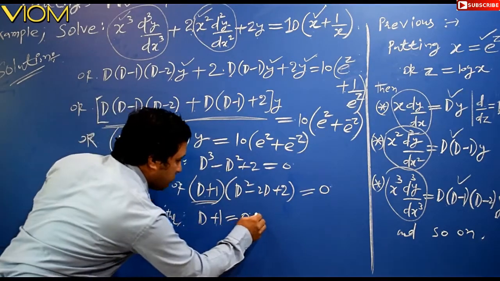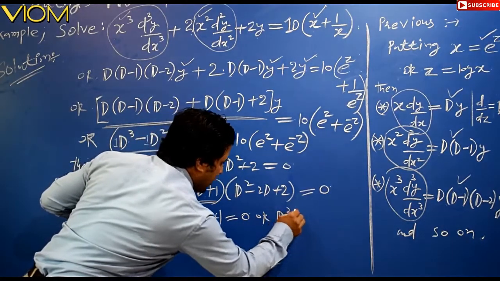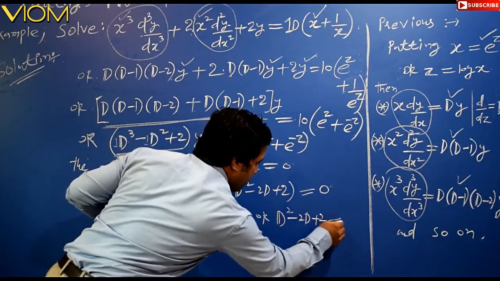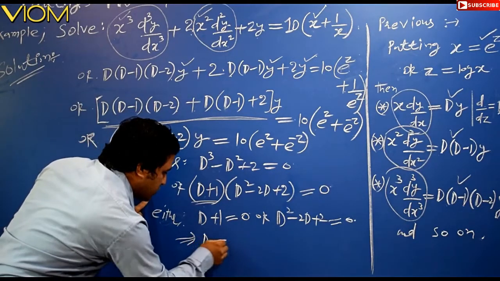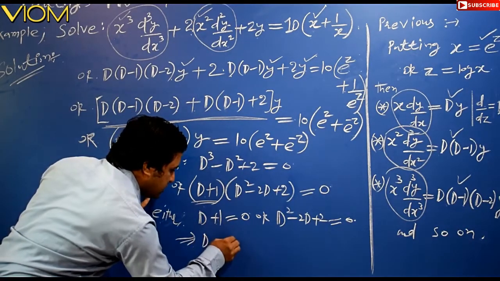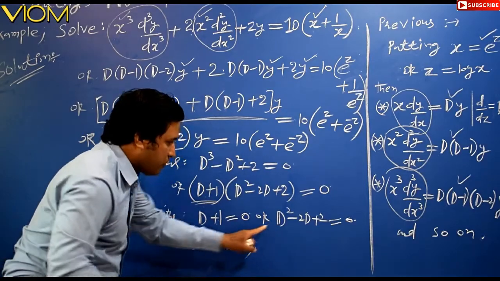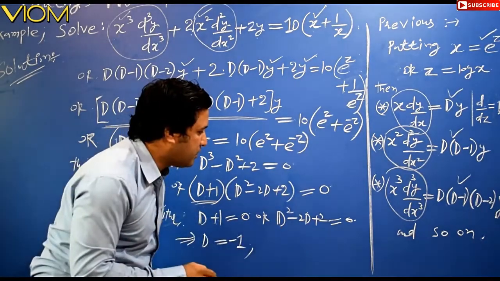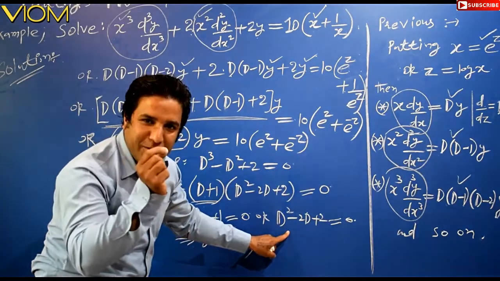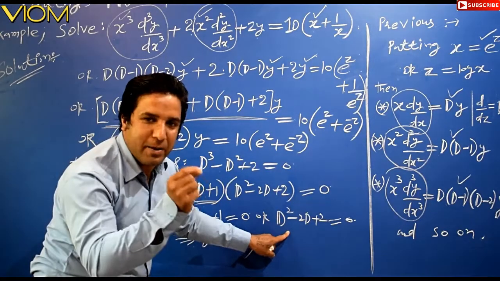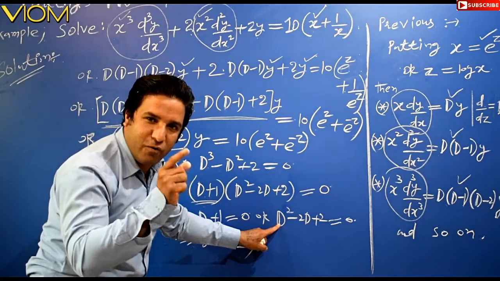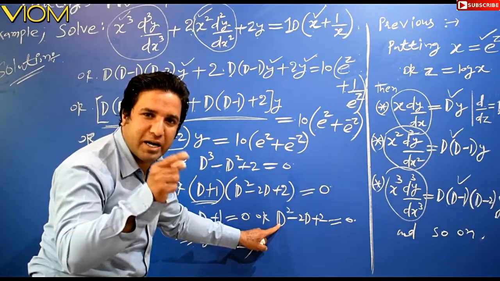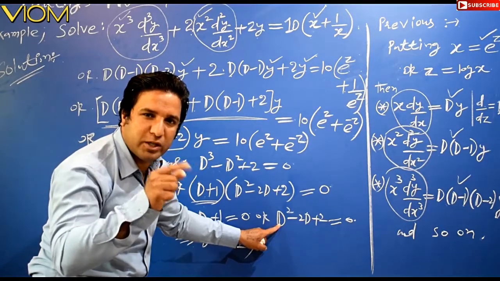I can write either D plus 1 equal to 0 or this factor D square minus 2D plus 2 equal to 0. So it implies D is equal to minus 1 from this factor. From the quadratic, D square minus 2D plus 2 equal to 0, you can use pen and paper and solve this quadratic equation by using the quadratic formula, minus b plus or minus under root of b square minus 4ac, whole divided by 2a.